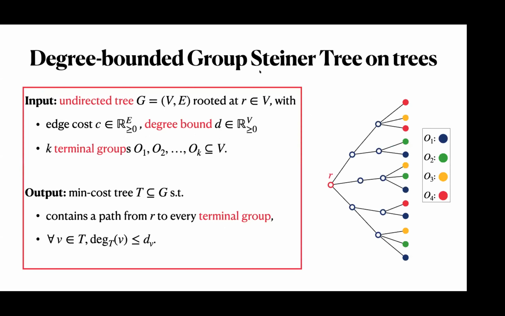Our second result is on the degree bounded group Steiner tree on trees problem. Here, the input graph is itself a tree rooted at some vertex R. Again, we have edge costs and degree bounds, but now the terminals are partitioned into K groups. The goal is, again, to find a tree T, but now it only needs to connect R with every terminal group, which means you only need to connect one vertex for each group, like in this example for these highlighted edges.